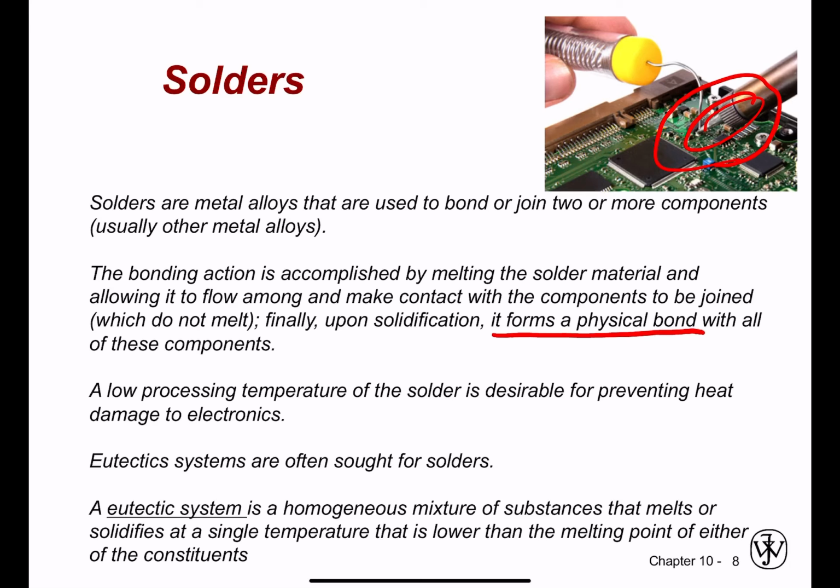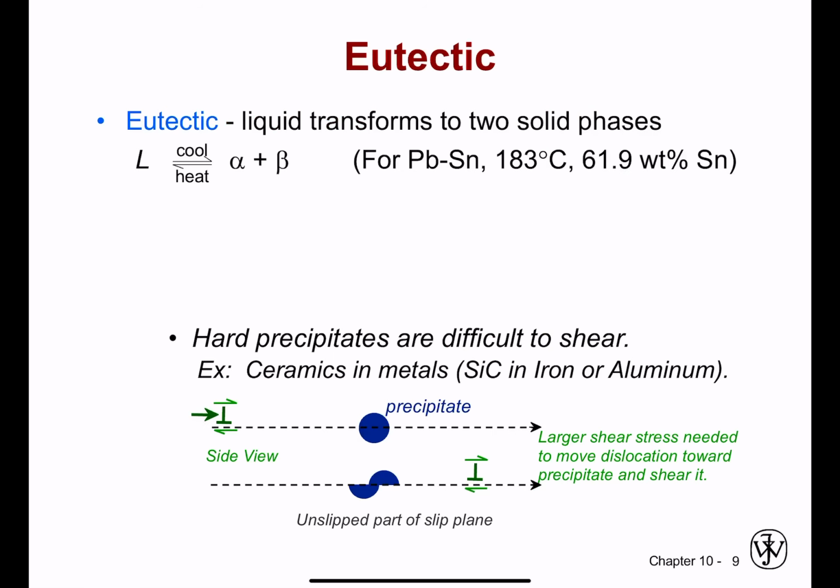So a eutectic system is a homogeneous mixture of two substances that has a melt point and can solidify at a single temperature that's lower than the melt point of the other two constituents. Okay, so let's look at a system that might have that. That system we'll see is going to be the lead tin system.